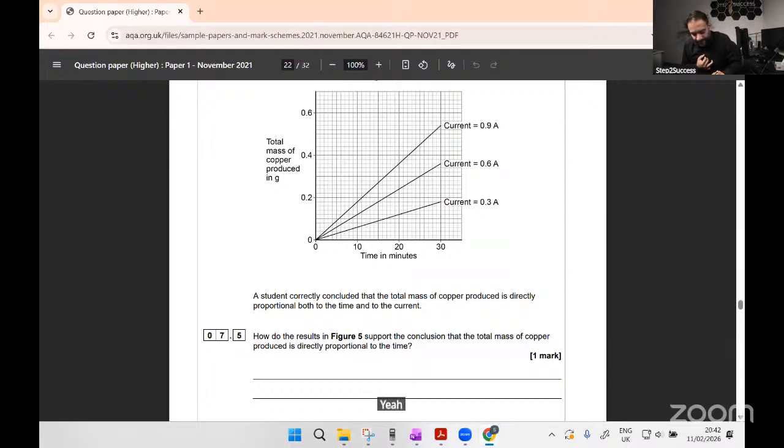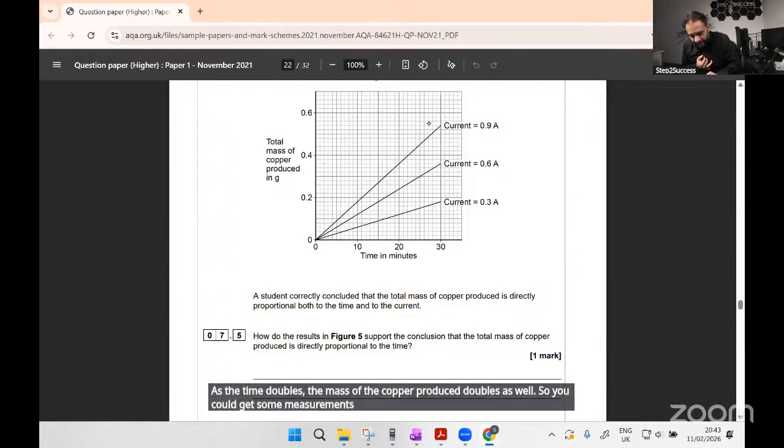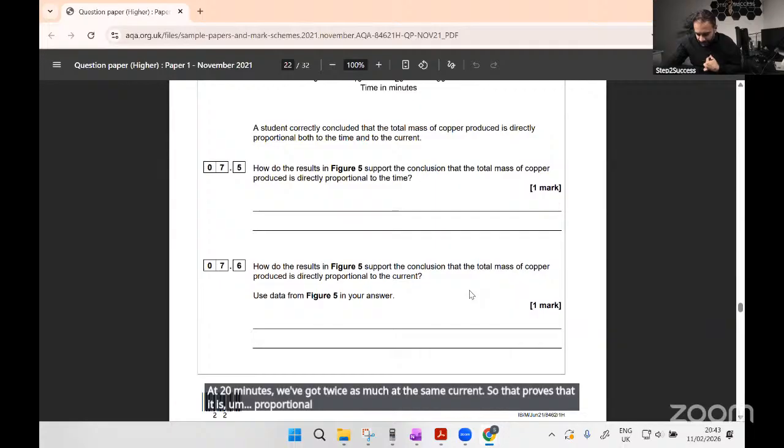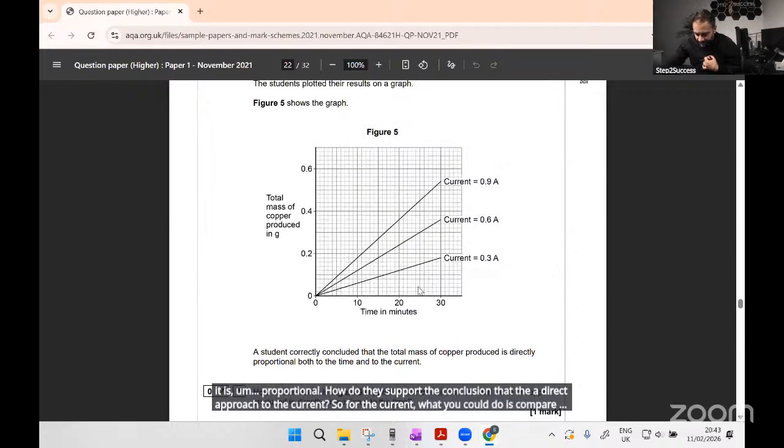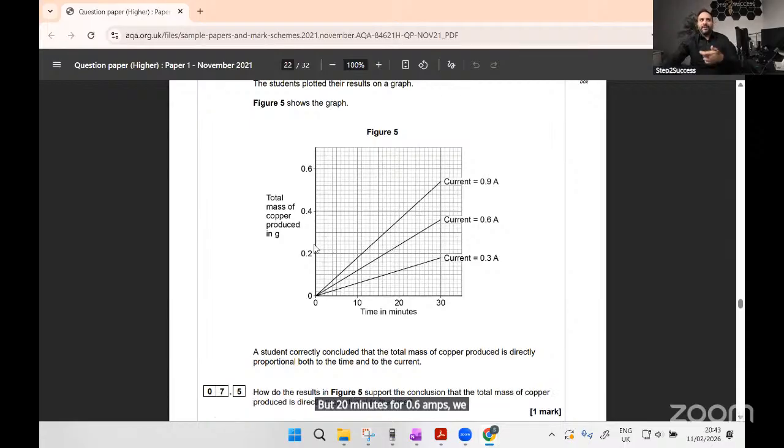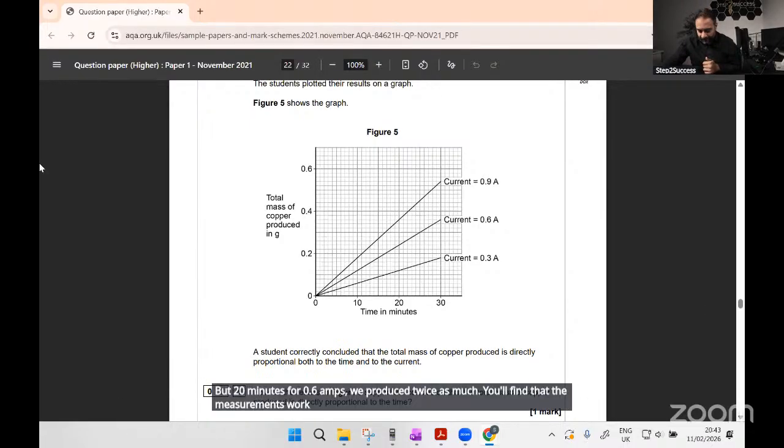The easiest way to answer part 7.5 is that for any given current, as the time doubles, the mass of the copper produced doubles as well. So you could get some measurements in and say at 10 minutes we got this much copper, at 20 minutes we got twice as much at the same current. So that proves that it is proportional. How do they support the conclusion that it is directly proportional to the current? For the current, what you could do is compare 0.3 and 0.6 and say, well, at 20 minutes, at 0.3 amps, we produced this much copper, but at 20 minutes for 0.6 amps, we produced twice as much. You'll find that the measurements work if you do it like that.